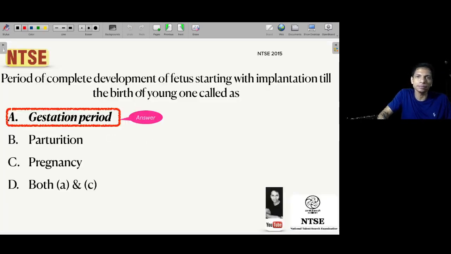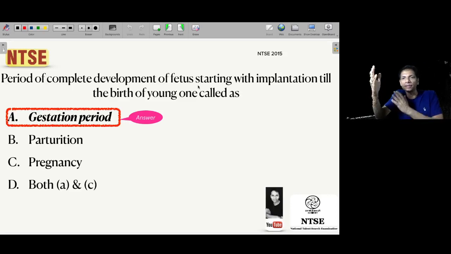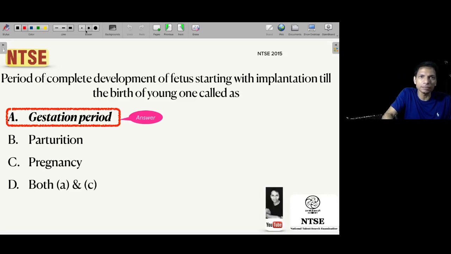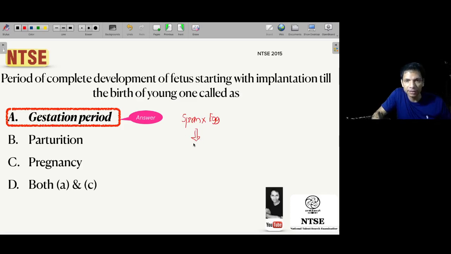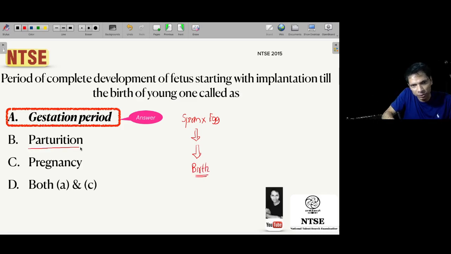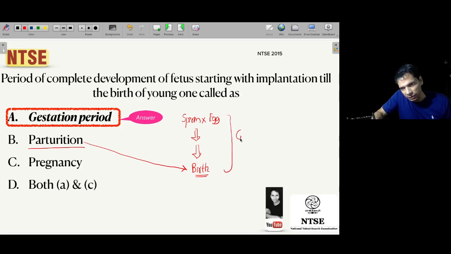Gestation period is basically the development of the fetus. So technically, we can call the gestation period from the time the sperm and the egg fertilize. It means when the woman is conceiving, till that part, all the way till the birth. So birth, the baby coming out, is called the parturition. Okay, so remember that when the baby is coming out, we call this the parturition. But this entire period is called the gestation period, right?